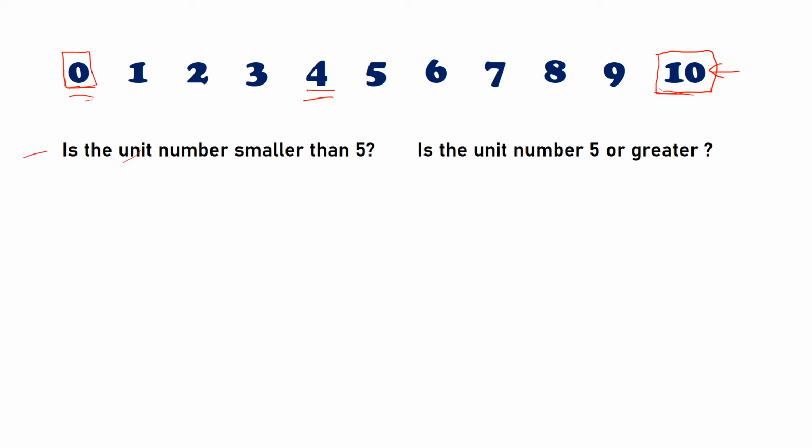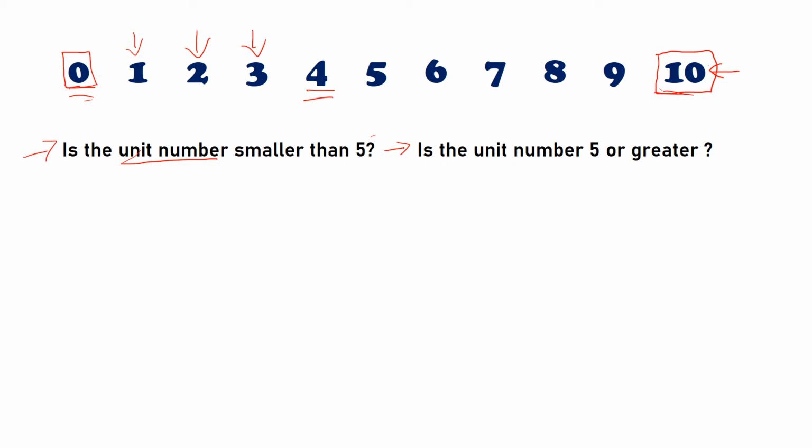Now we have two questions here that we want to have a very careful look at. The one is, is the unit number smaller than 5? And the second is, is the unit number 5 or greater? When we speak about a unit number, we're talking about individual numbers. So 1 is a unit number, 2 is a unit number, 3 is a unit number, and so forth. The first question says, is the unit number smaller than 5? In other words, 5 is excluded. 5 is not included in that. So it's the numbers 0 to 4.